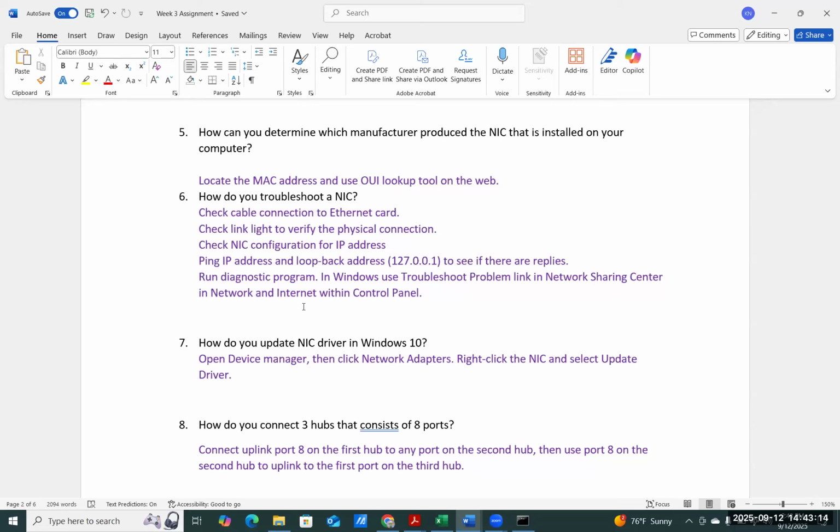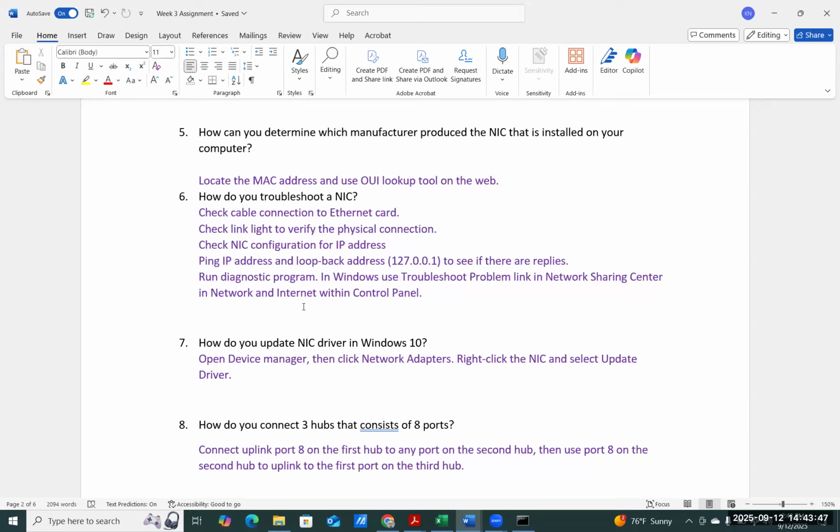First, you need to check the physical connection. Always look at the cable, right? Is it connected to the adapter itself, in the back of your computer or on the appliance? Check your cable connection to your Ethernet card. The important thing: look at the LED. The LED is going to tell you whether it's receiving signal or not. Is it amber or green? This is the typical troubleshooting.